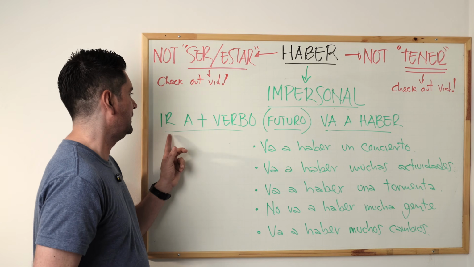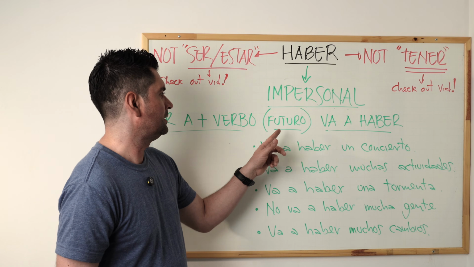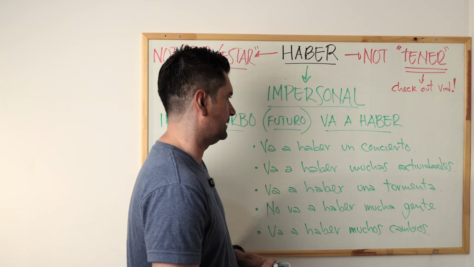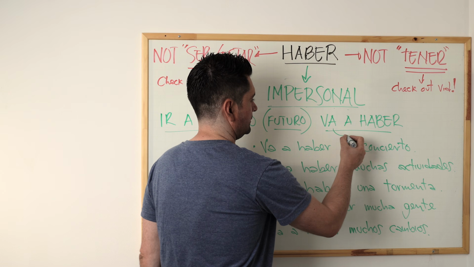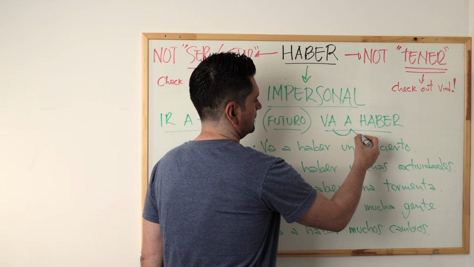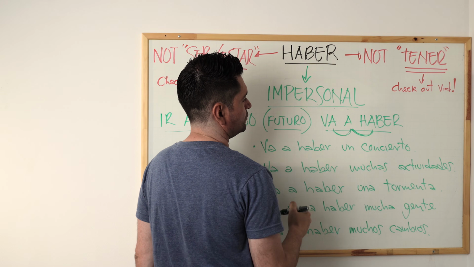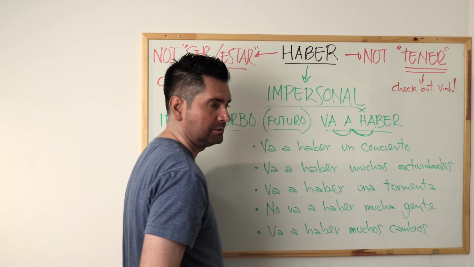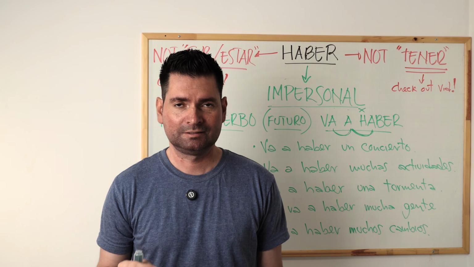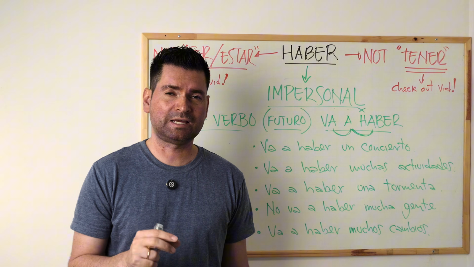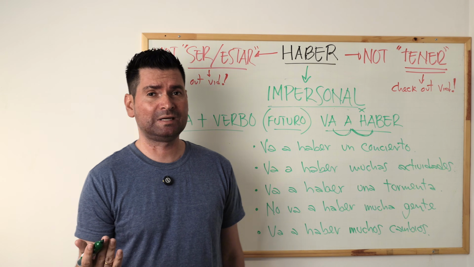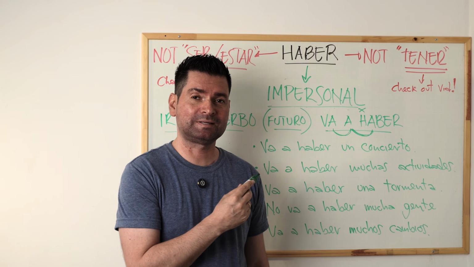Now, the ir a plus verb in the future for plans and predictions. Va a haber. Attention here. The two A's connect and these A's connect as well. The H is silent. So you say "va a haber." We don't say it separated. Nobody says that. If you want to speak good Spanish, you need to learn this pronunciation.